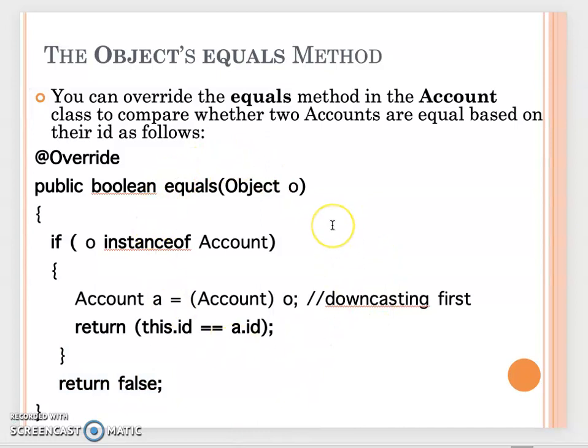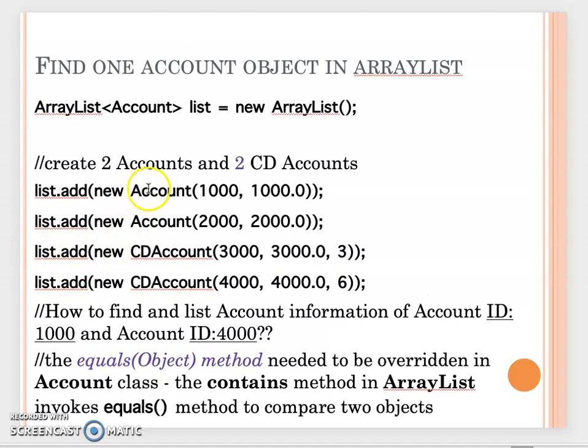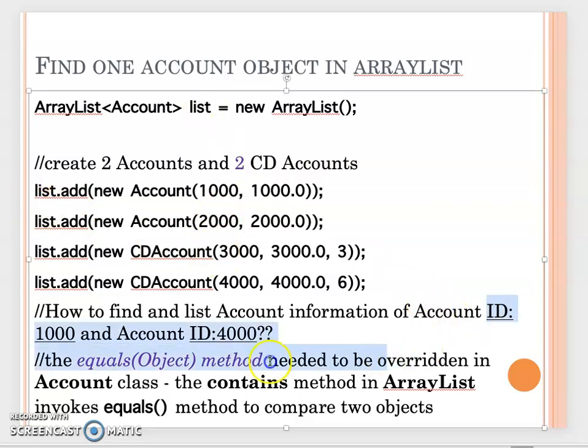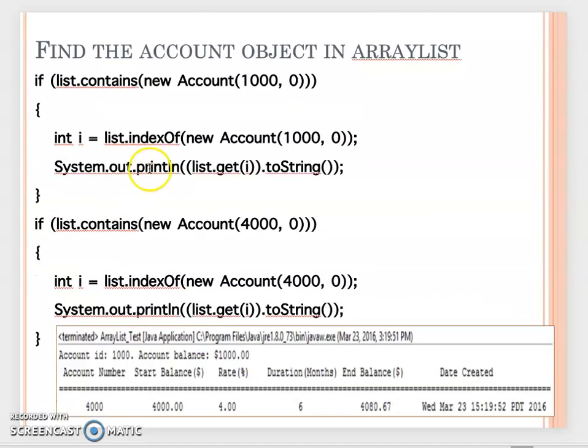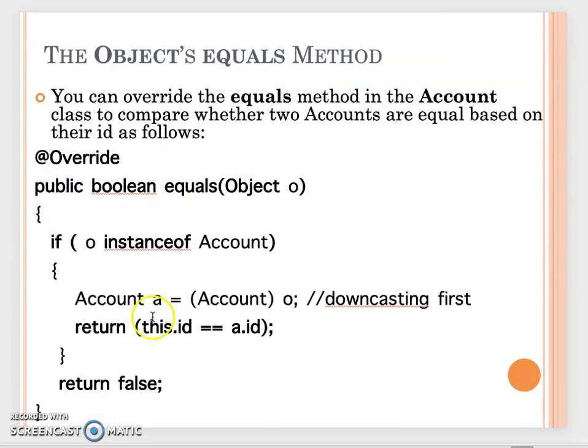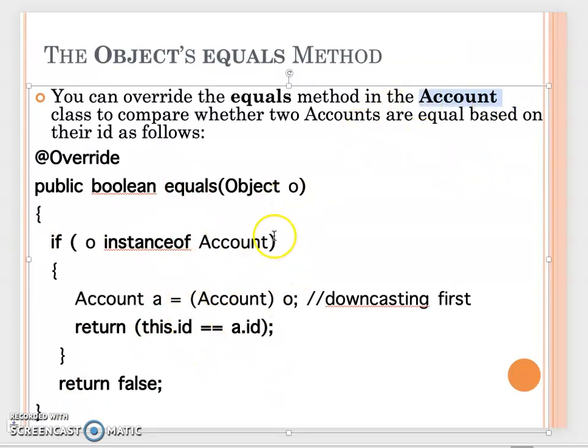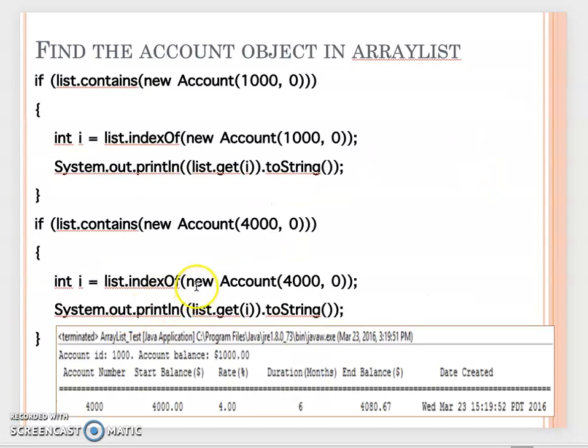So after we have this equals method, we can go back to the earlier example. After I create many different Account or CD account objects and add them to my ArrayList, how can I look for ID 1000 or ID 4000? In order to find that, the first thing is we need to make sure the equals method is overridden in the Account class. After we've done this, how will you do it?